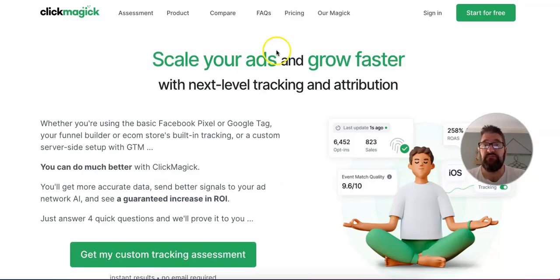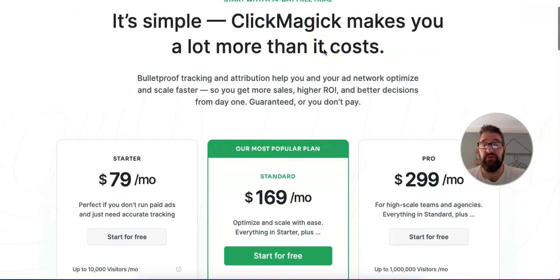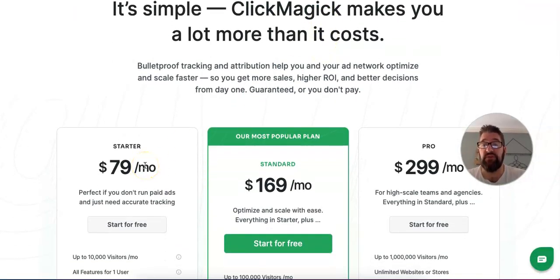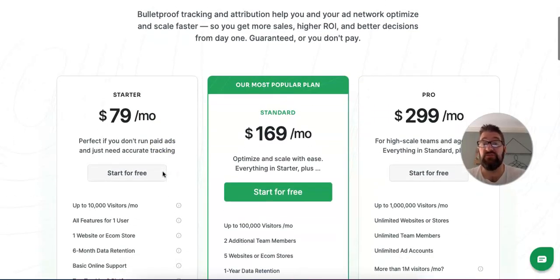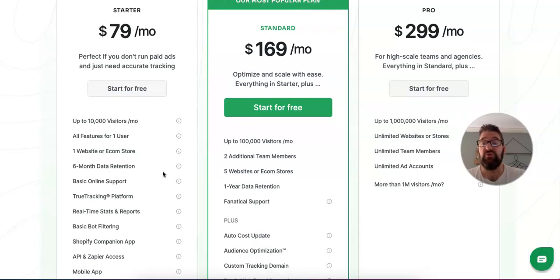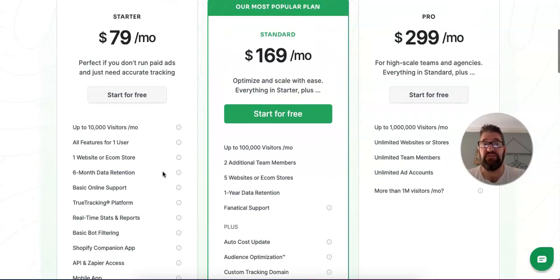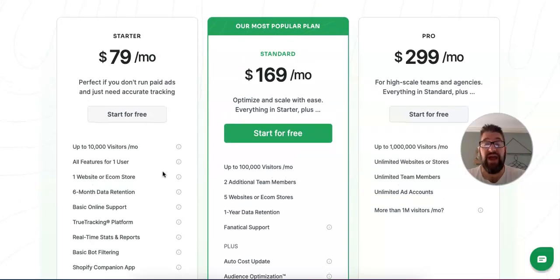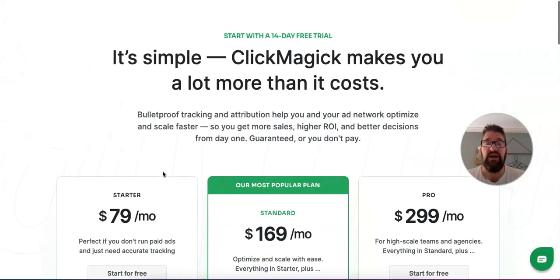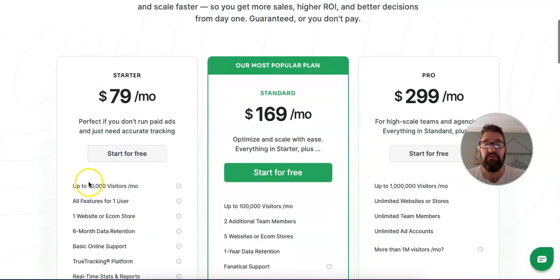I don't know why they charge so much, but I mean, look at this. Starter is $79 a month just to track links. I mean, it's sort of ridiculous. I used to use this company. Used to be able to get ClickMagic for like $25 a month, $30 a month. It's freaking $80 a month to track, and most people aren't. And this is only 10,000 visitors a month on their starter package. You can see that right here.